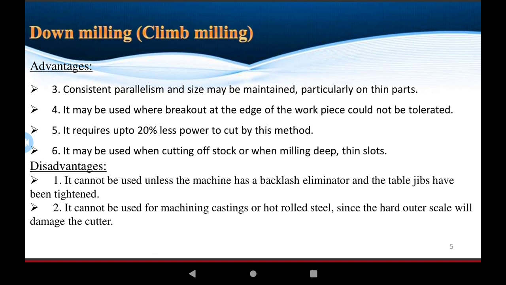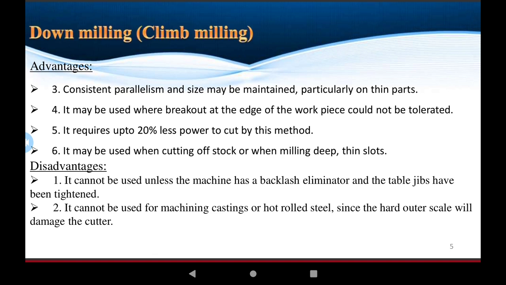Point four: it may be used where breakout at the edge of the workpiece should not be tolerated. Suppose it is used for breakout: once the workpiece is complete, the machine stops, and the edges of the workpiece should not be tolerated. The machine does not need to continue operating, and it performs the work step by step.